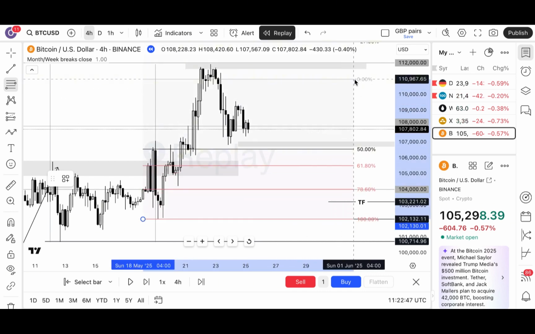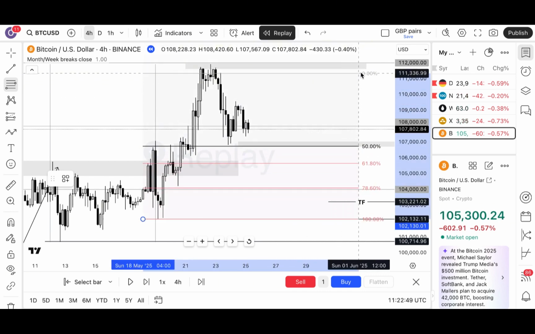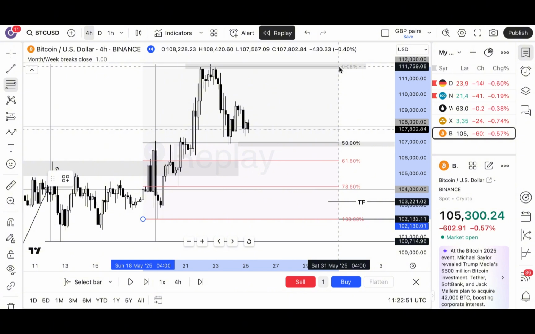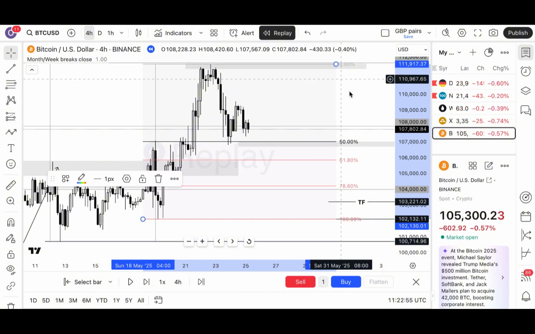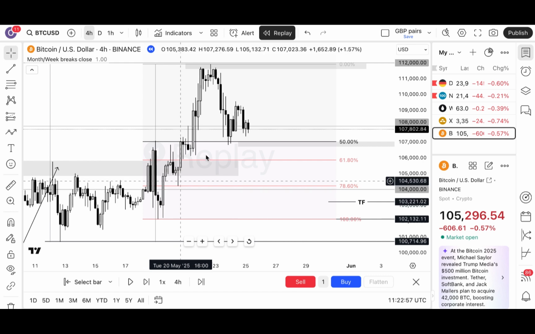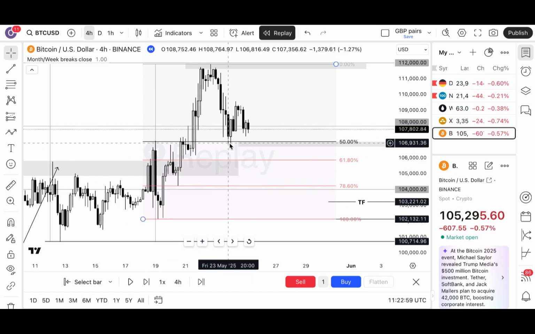And if you don't really know how to draw your fib, I have a Fibonacci video. You can just go through. I'll link the video in the description, where you can check out and know how to use fib. So what happens next? We see price comes and bounces off this 50% level, right?